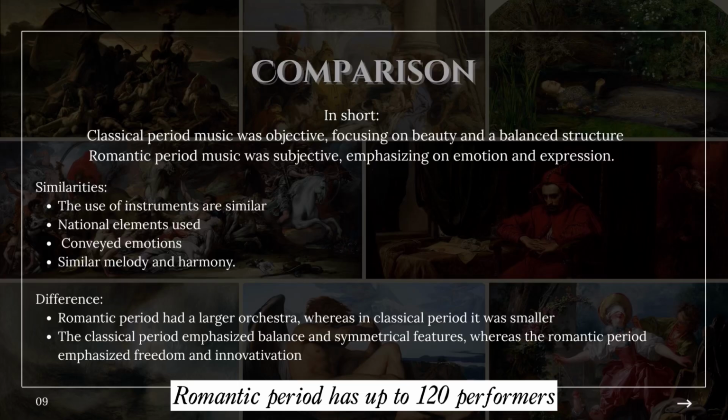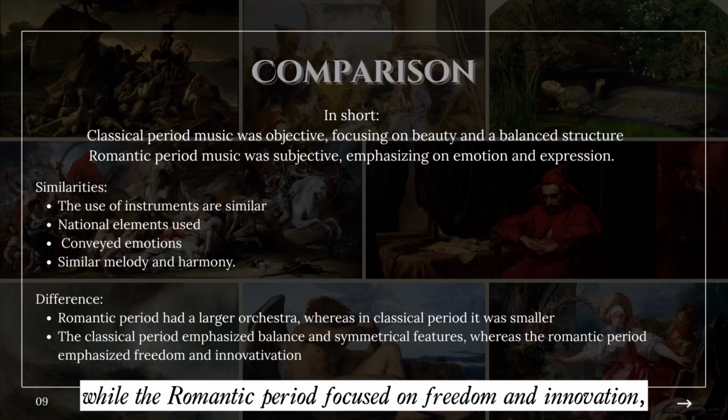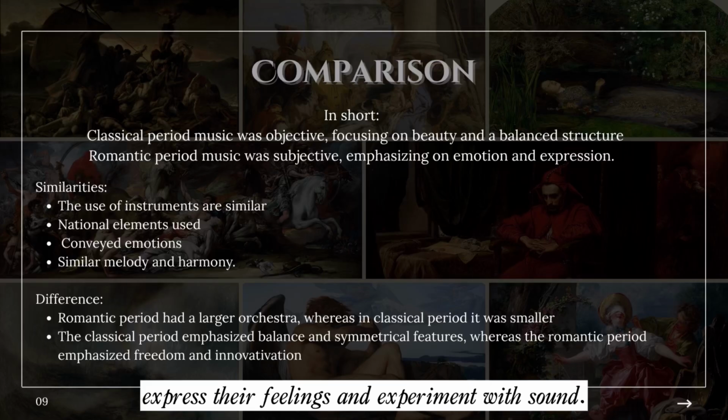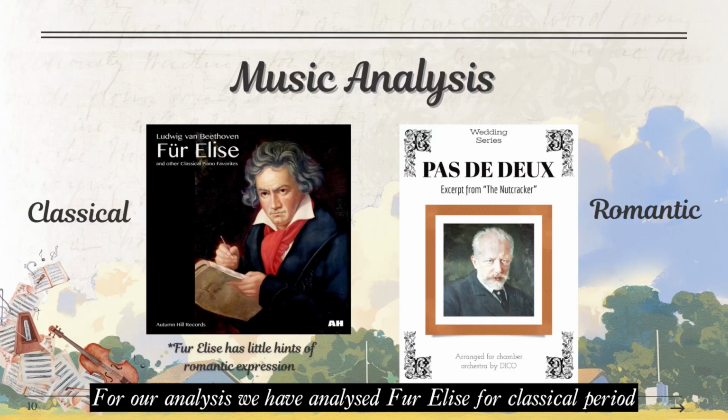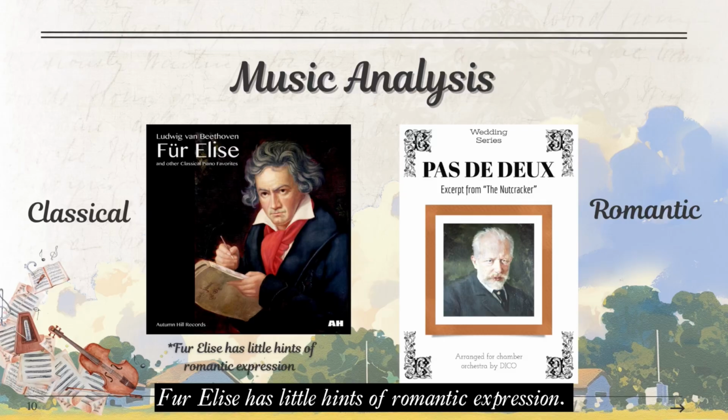The Romantic period has up to 120 performers, while Classical is just 30. The Classical period focused on balance and symmetrical features, while the Romantic period focuses on freedom and innovation, giving composers more room to express their feelings and experiment with sound. For our analysis, we have analyzed Für Elise for the classical period and Pas de Deux for the romantic period. It is worth mentioning that Für Elise has little hints of romantic expression.